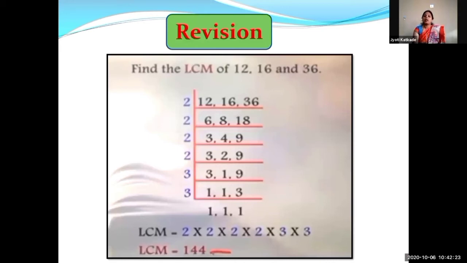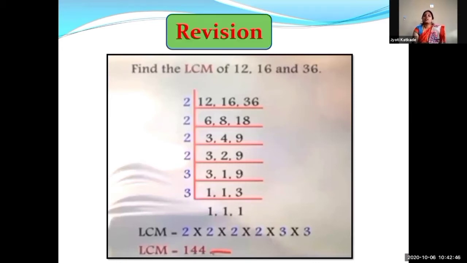Now 3 and 9 are not divisible by 2, so find the next lowest prime factor, that is 3. Now we get 3 ones are 3, 1 as it is, and 3 3s are 9. Now again 3 is divisible by 3, write 1 as it is and 3 ones are 3.